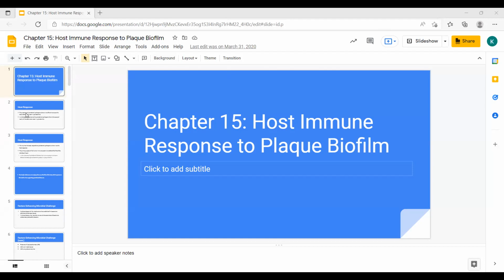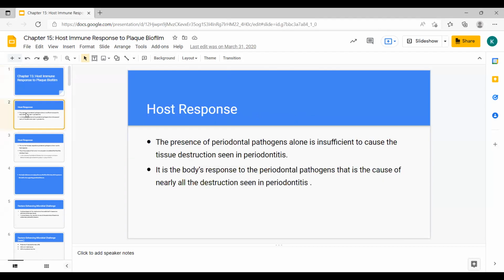So, host response to plaque biofilm. We've kind of already covered a little bit of this. We've talked about host response a lot and tipping the scales, but the presence of periodontal pathogens alone is insufficient to cause the tissue destruction seen in periodontitis, right? We know this. Not every case of gingivitis is going to progress to perio. One person can have a lot of plaque biofilm and have no destruction. Another person can have a little bit and a lot of destruction. It really just depends on that host response. But we're just going to dive a little deeper into what that means.